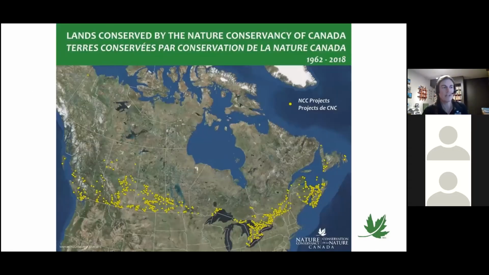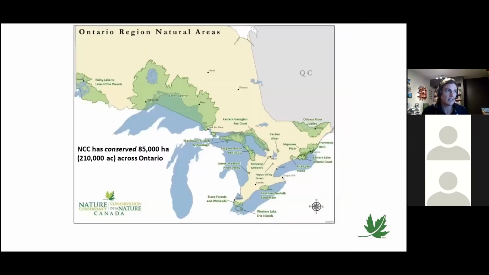Just a quick overview again, this map's a few years out of date now, but you get the idea that we're working right across Canada from coast to coast to coast, mostly focused in the southern edge of Canada, arguably where some of the biggest threats to biodiversity occur, also where we are able to be based and do so much work.